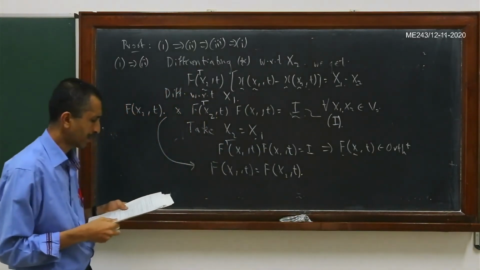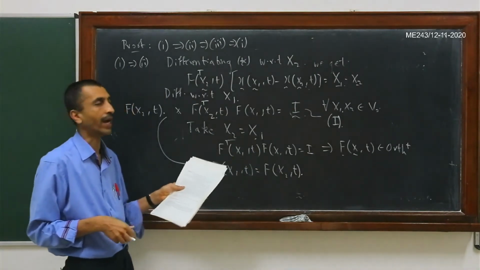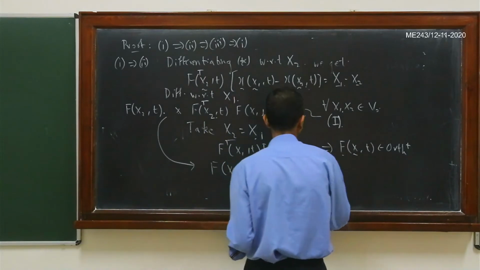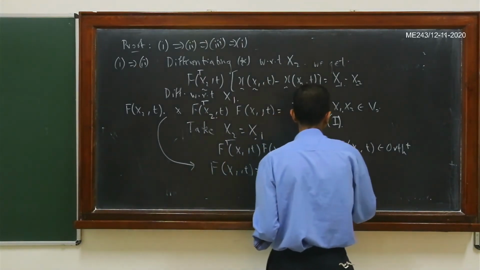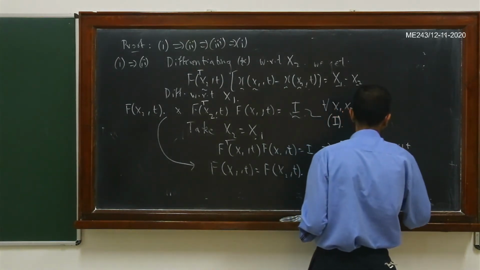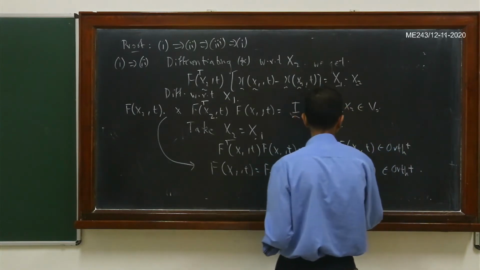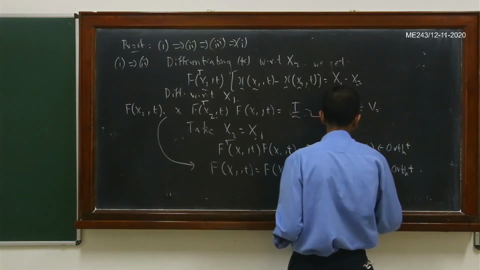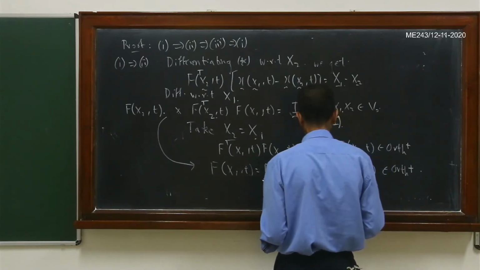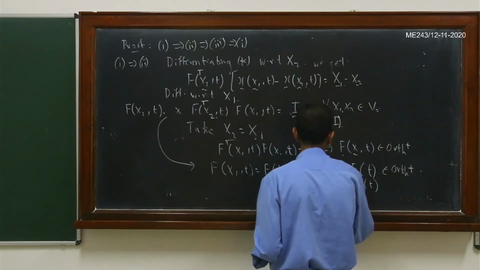And hence, what we have shown is that it is independent of capital X, and hence it's a function of time alone. So this implies that f is equal to f of t, and that belongs to orth plus. Let us just call it q of t instead of f of t, and then f is nothing but del of chi.